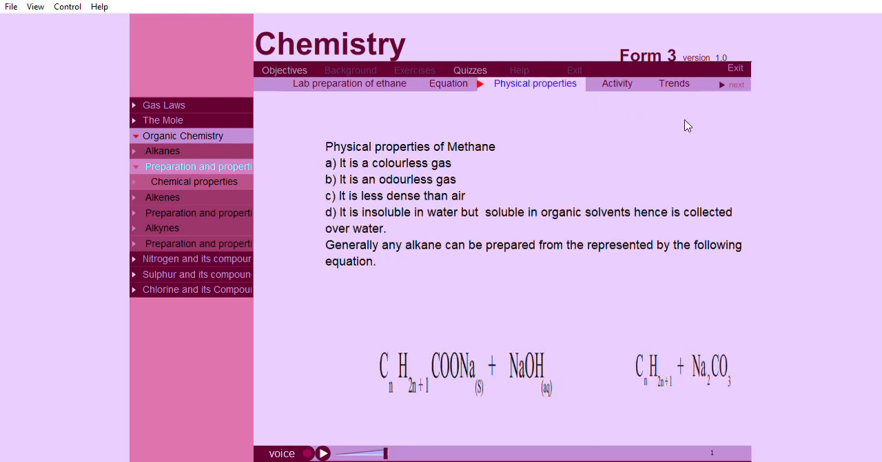Physical properties of methane. It is a colorless gas. It is an odorless gas. It is less dense than air. It is insoluble in water but soluble in organic solvents, hence is collected over water. Generally, any alkane can be prepared by the following equation.